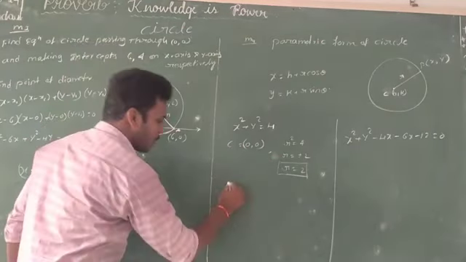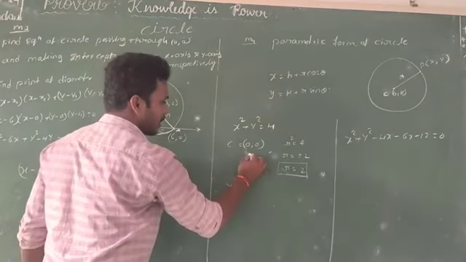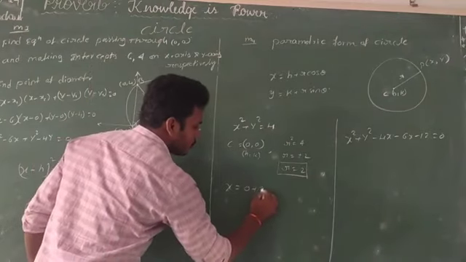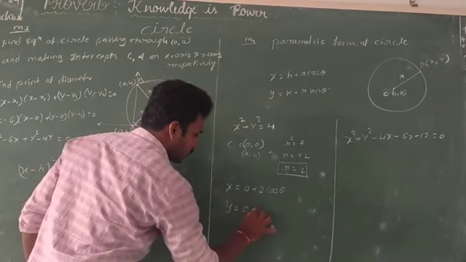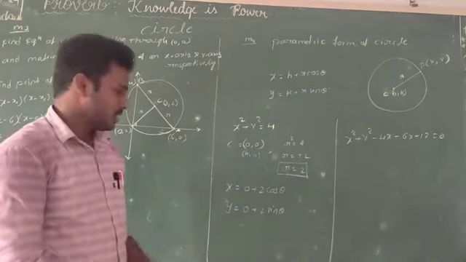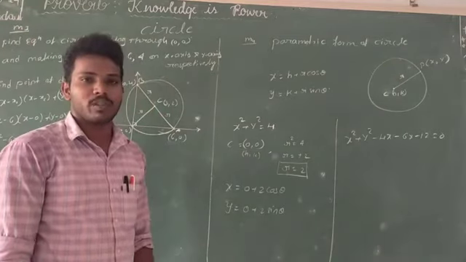Then the parametric forms are x is equal to h, where h means (h, k), so (0, 0). That is 0 plus 2 cos theta. Y is equal to 0 plus 2 sin theta. Since 0 adds nothing, x is equal to 2 cos theta, y is equal to 2 sin theta. That is the parametric form of the point.